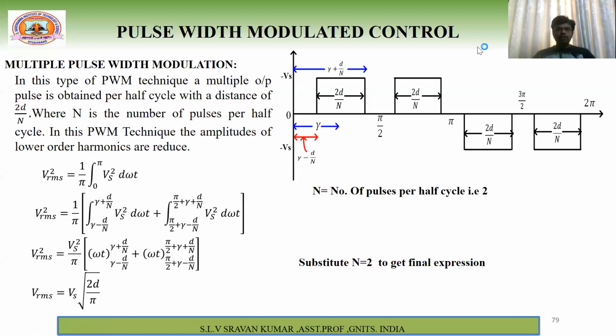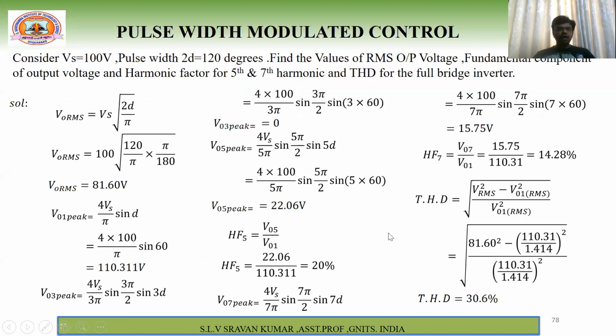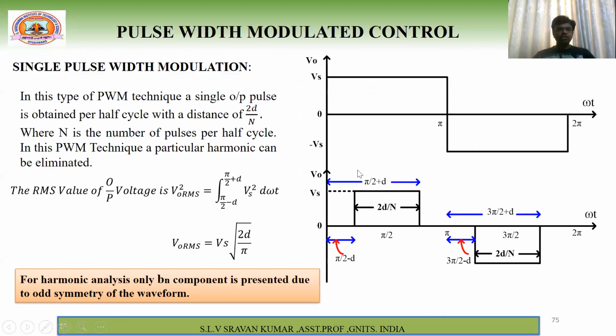Good morning, everybody. Today we are going to discuss multiple pulse width modulation. In the previous class, I already discussed single pulse width modulation. In single pulse width modulation, what happens? For one half cycle, you are getting only one pulse, right? That is nothing but single pulse width modulation.